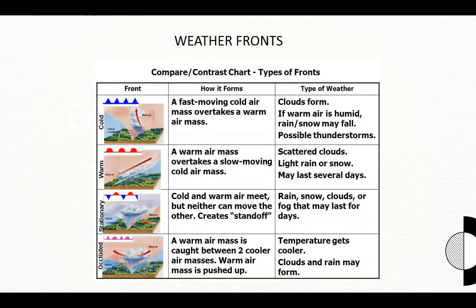And then the last one, which is the occluded front, where you have both to the top now. This is a warm air mass, right? So a warm air mass is caught between two cooler air masses, and the warm air mass is pushed upwards. So what's the weather you'd expect from this? The temperature gets cooler and clouds and rain may form. So those are the four different types of weather fronts that you need to know. And you also need to know their symbols.